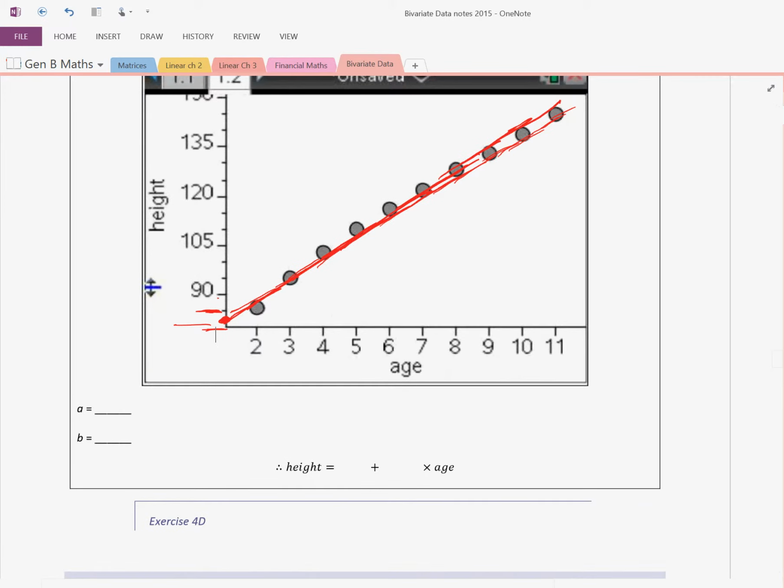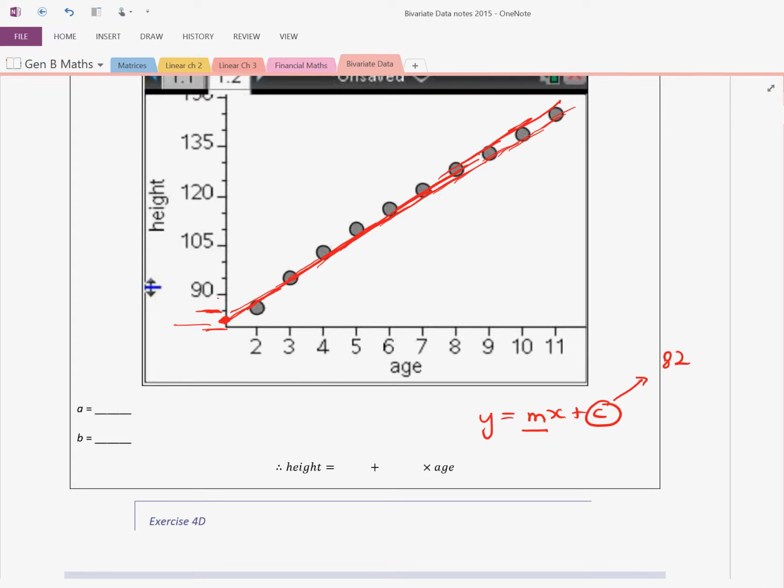So what it means is that my value there is in y equals mx plus c, my c value. By ruling it out, and this isn't the best example, my c value is going to be approximately 82, and that's a guess, that's just the y-intercept. This value here though, what do I have to do? I have to pick 2 points on the line.